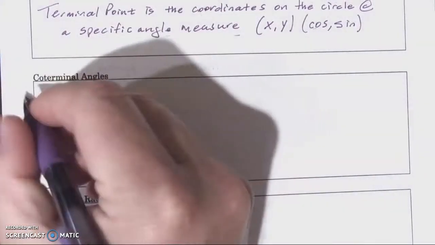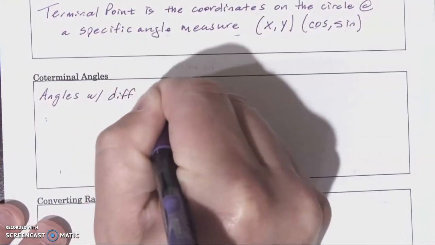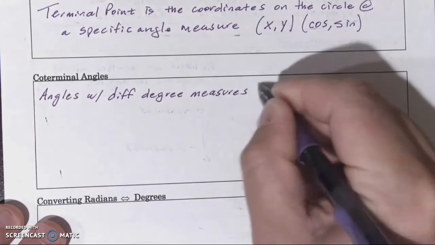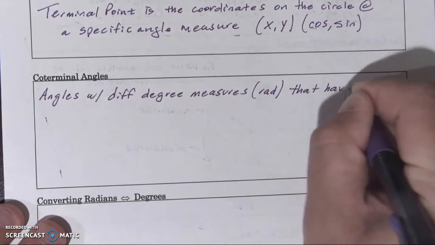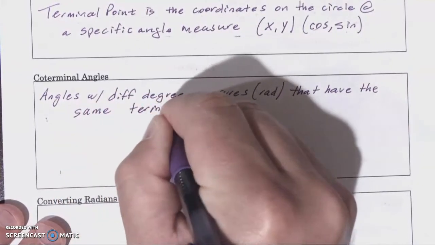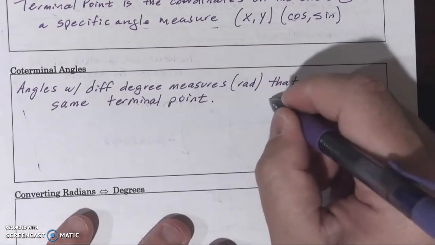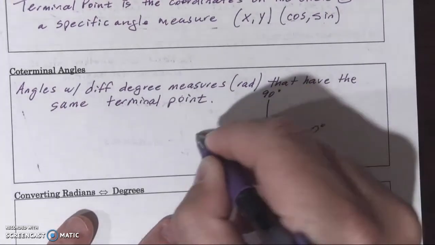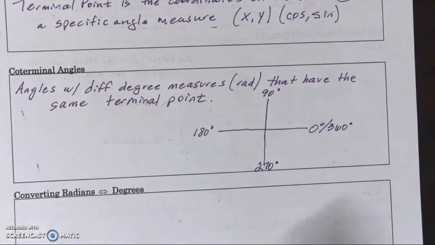Coterminal angles are defined as angles with different degree measures, or radians, that have the same terminal point. Now, how could that be? I'll show you. 0 degrees, 90 degrees, 180, 270, and again 360 right here. So let's talk about this.